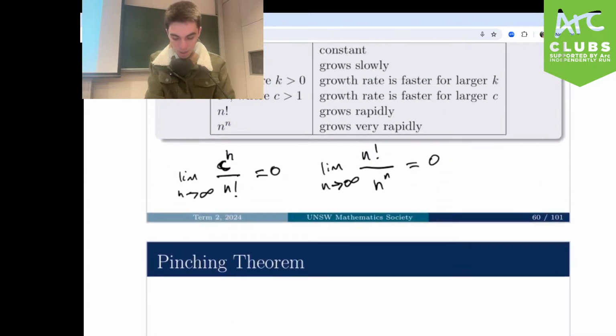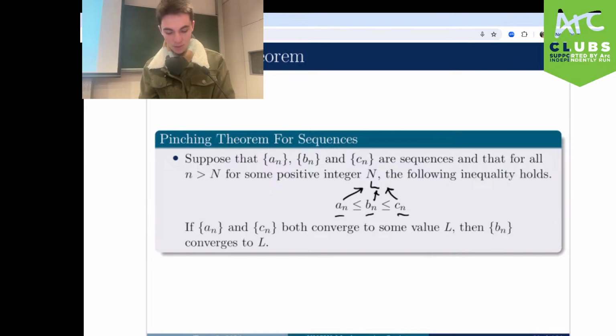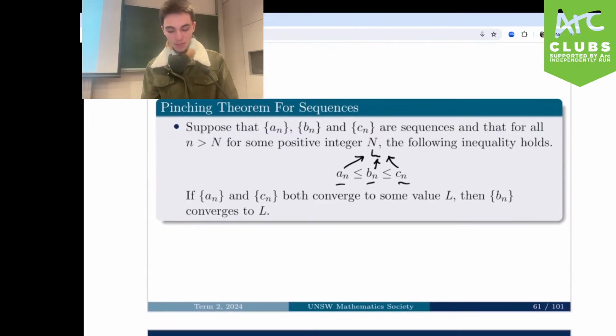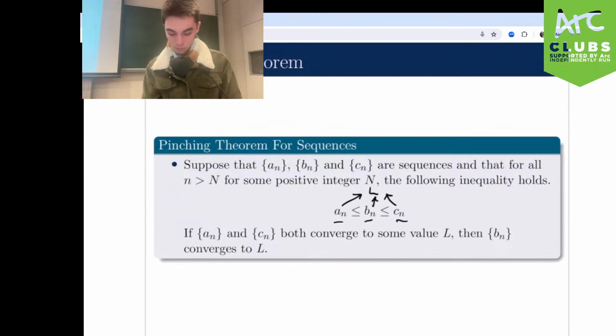Okay. Now, the pinching theorem. This should be familiar from when we did it last term with continuous functions. It's pretty self-explanatory. If you have a sequence where the terms are squeezed between the terms of two other sequences, and those two sequences converge to the same limit L, then the one in the middle, Bn, has to converge to the same limit as well because it has nowhere else to go, okay? And we're going to be using this theorem to evaluate the limits of some sequences.